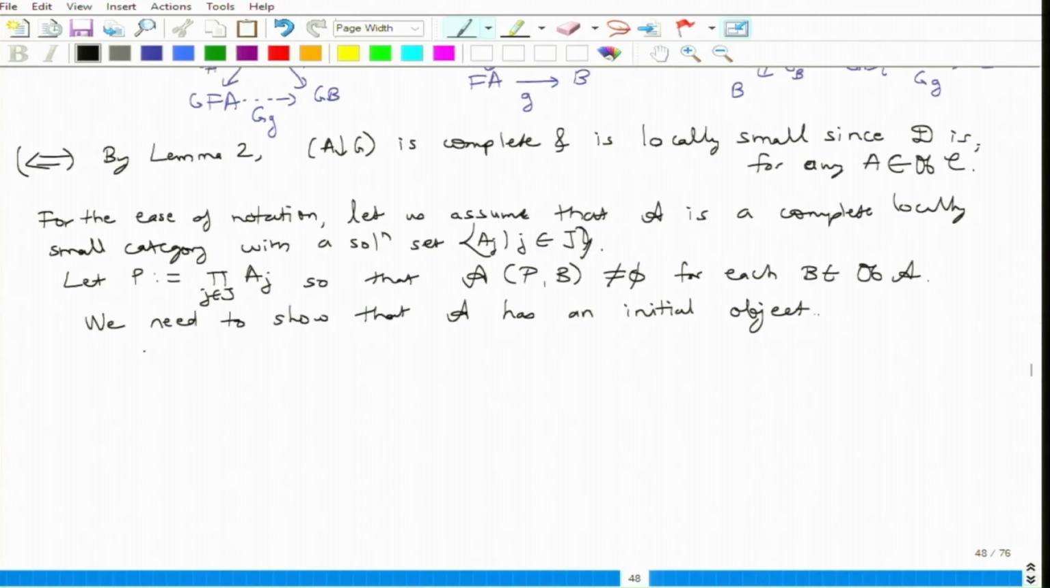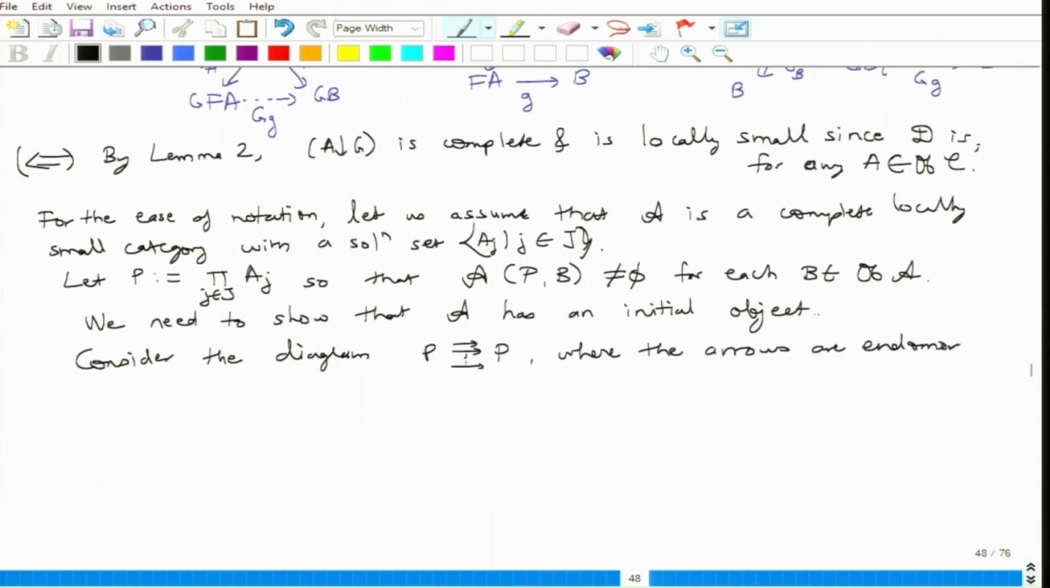Okay, so consider the diagram P to P, where the arrows are endomorphisms of P. Can you see that now here we are using that the category is locally small? This is still a set. So therefore this is a small diagram. Let its limit be I.